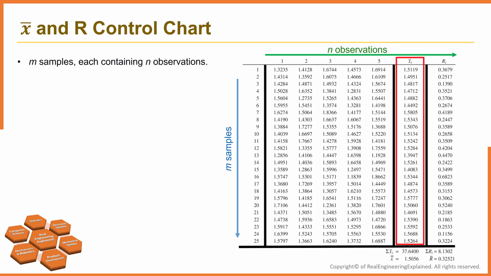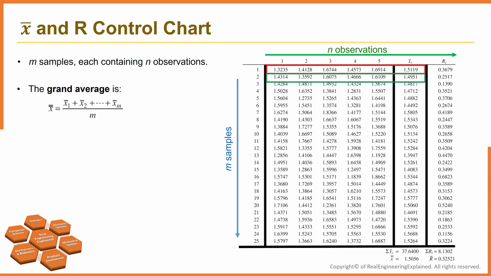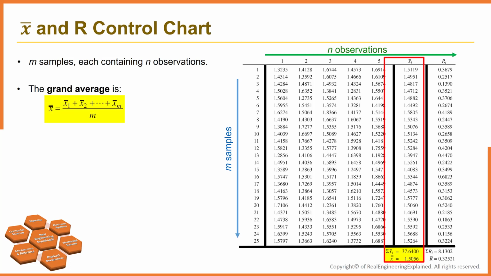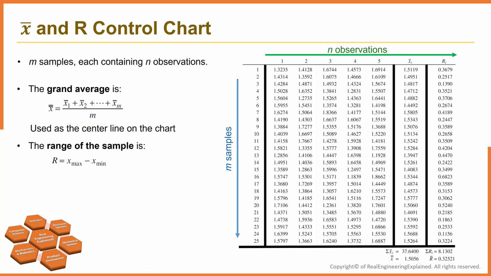Let x1 bar, x2 bar, x3 bar till xm bar be the average of each sample. For example, x1 bar is the average of these 5 observations, x2 bar is the average of these 5 observations, and so on. The best estimator of the process average is the grand average, or x double bar. This will be used as the center line on the control chart. For example, the x double bar for this case would be the average of these values divided by 25 samples.